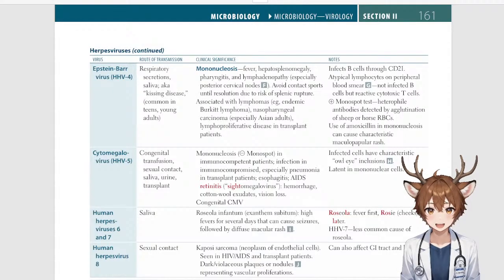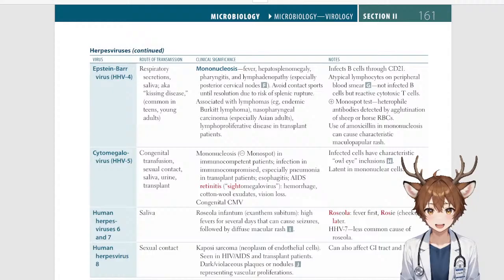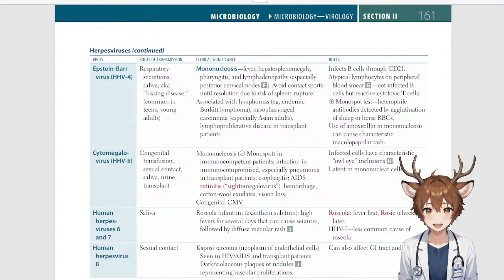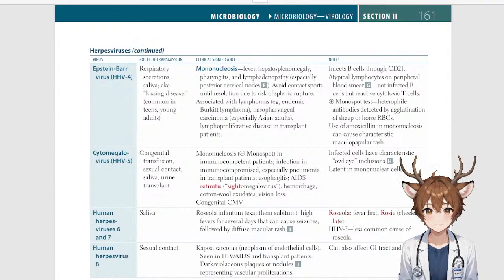How long is the number of days? They say for several days. Let's just say several days. I think it's like 4 days. I would like to say 4 days. I'm not quite sure, but for several days you'll have a fever, and then later on you'll have a rash over the body.